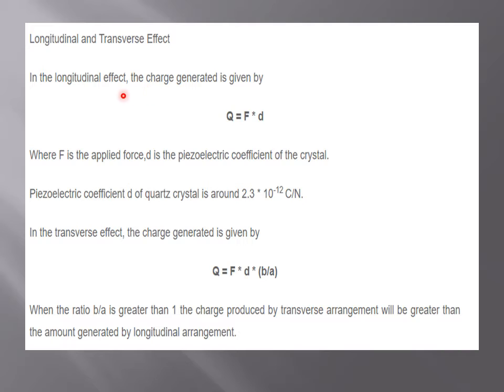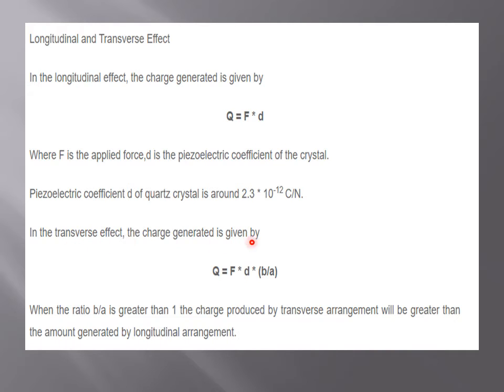In the longitudinal effect, the charge generated is given by Q equals F into d. Q is the charge, F is the applied force, and d is the piezoelectric coefficient of the crystal. If you take the piezoelectric material as quartz, the piezoelectric coefficient of quartz is around 2.3 into 10 power minus 12 coulomb per newton. We take the same thing for the transverse effect.